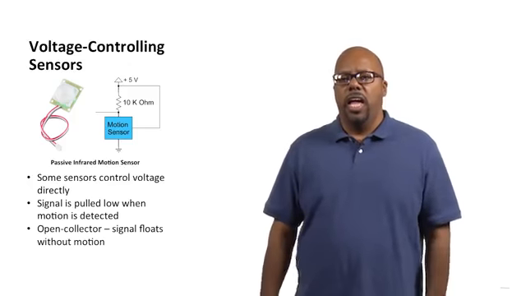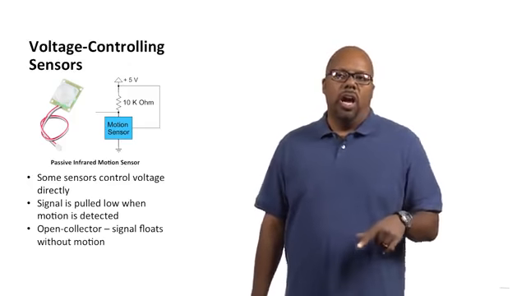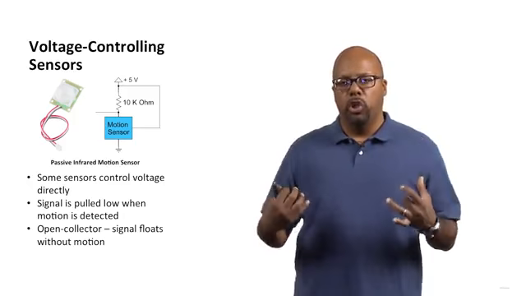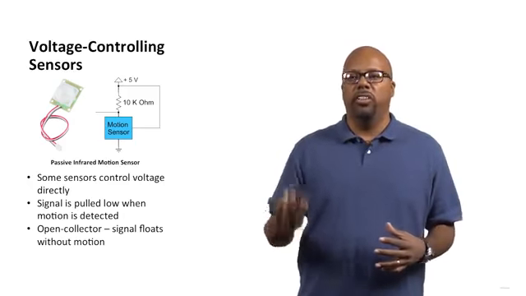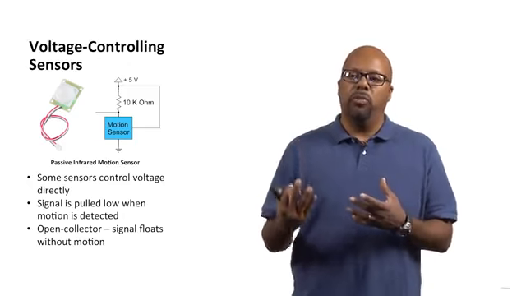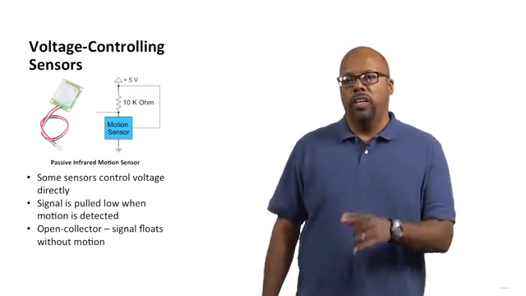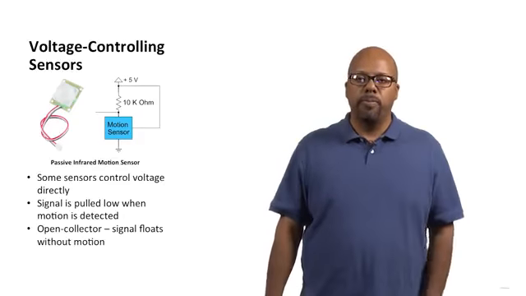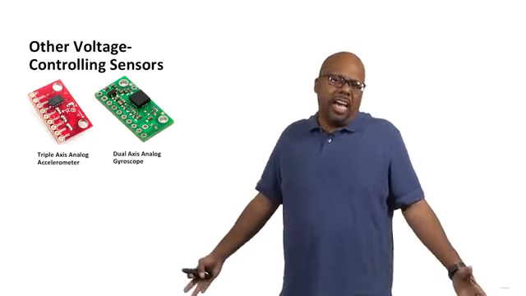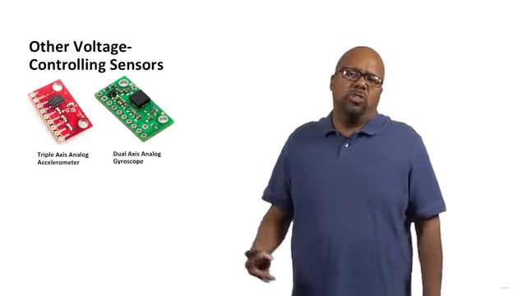There are several. It's called open collector. So when you have a pin like that, you pull low and it floats when there's no motion, they call it open collector. So we have to pull it high. It needs this pull-up resistor so that when there's no motion, it goes to high. It has a known value. Okay, so there are lots of different types of sensors that are voltage controlling, and here's a couple.